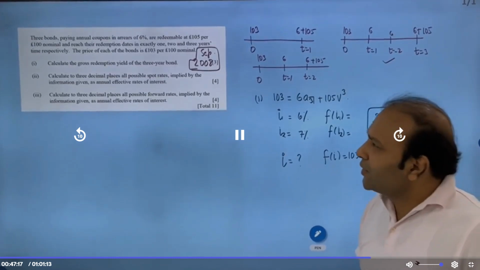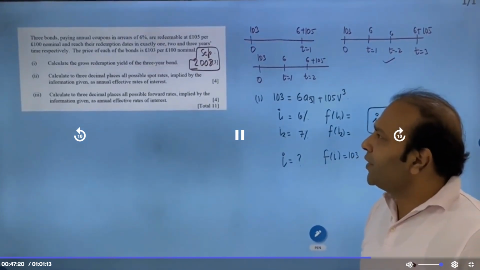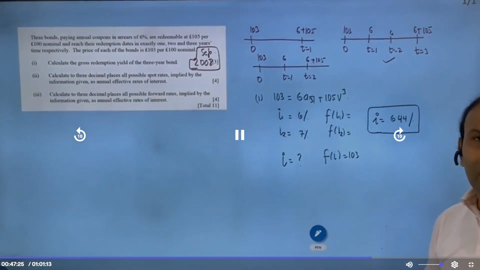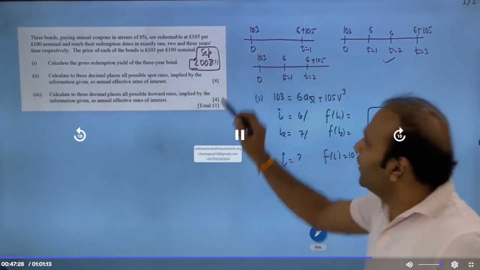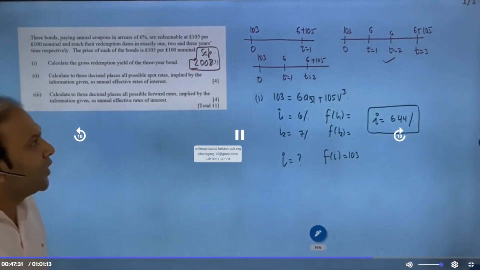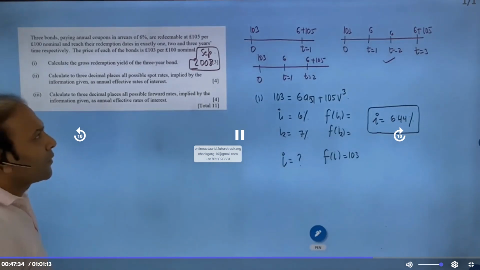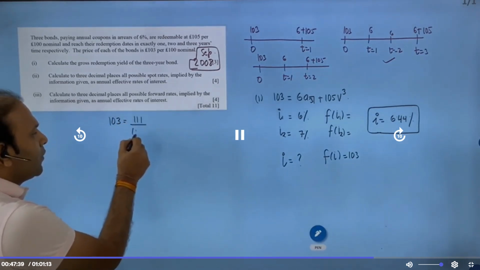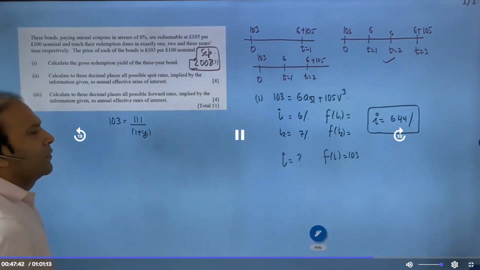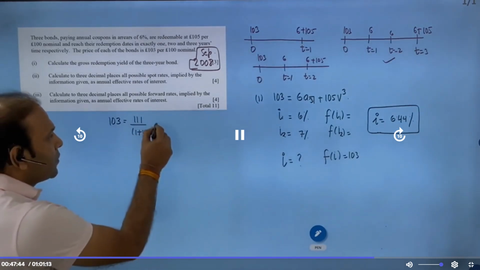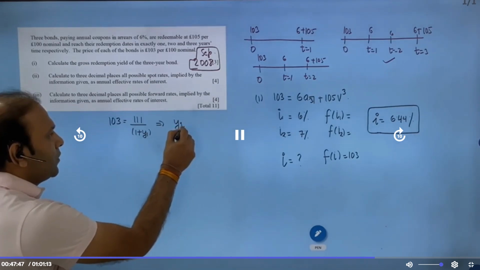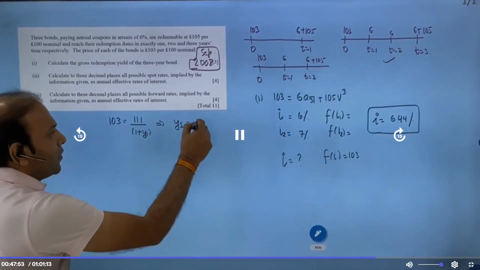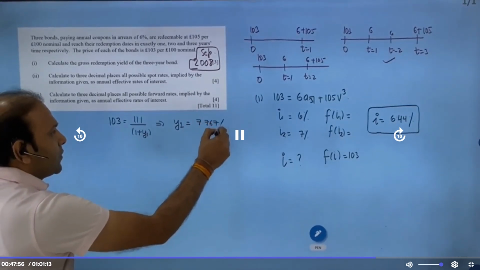Class, next is calculate to 3 decimal places all possible spot rates implied by the information. So class, we have to find the spot rates from these. First, they have given us a 1 year bond. With the help of that, can I find the spot rate? So class, 103 is equal to 111 divided by 1 plus y1, right? So class, solve this for y1. We get 7.767%.